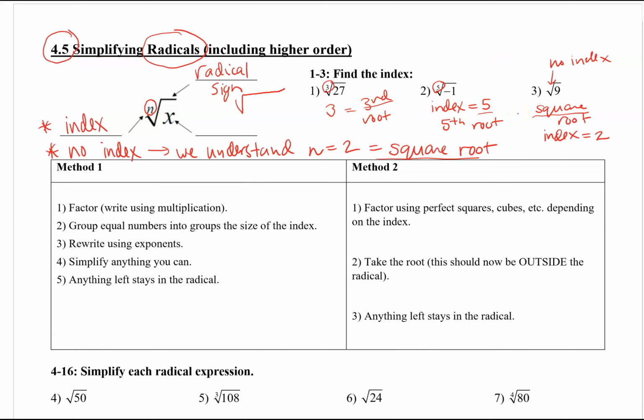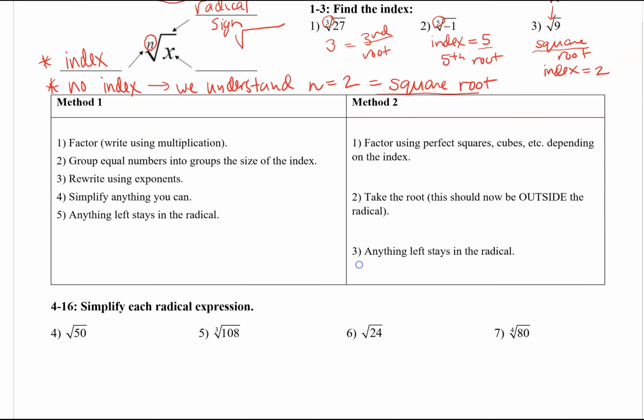So simplifying radicals that are either square roots or higher, third roots or fifth roots, we do a similar process that we did when we simplified square roots, but instead of looking for groups of 2, we're looking for groups that are the same size as the index. You can do this in one of 2 ways. I do a mashup between the two, but notice how they both start out with factoring.